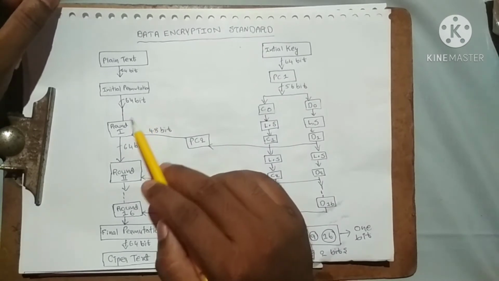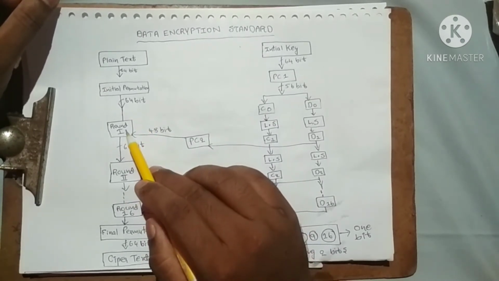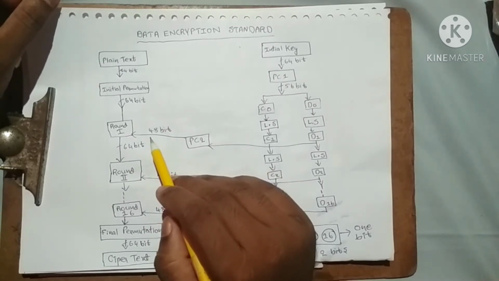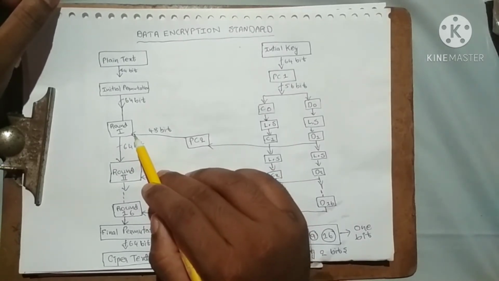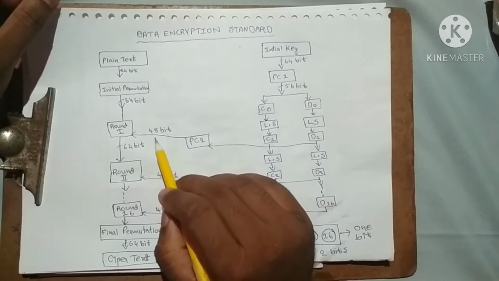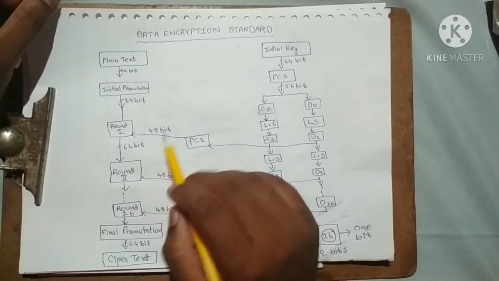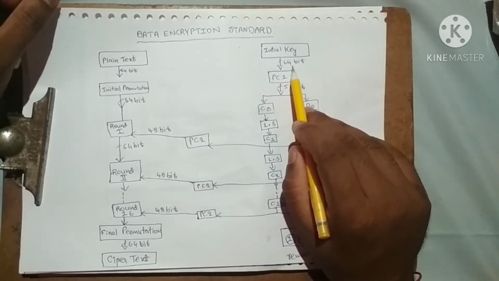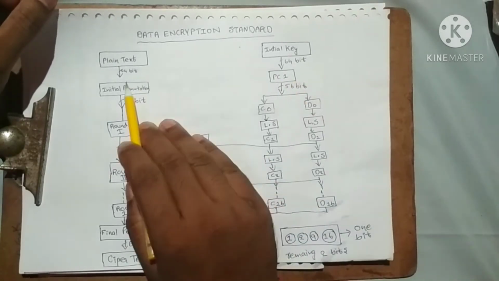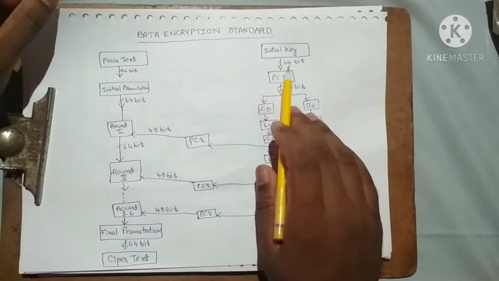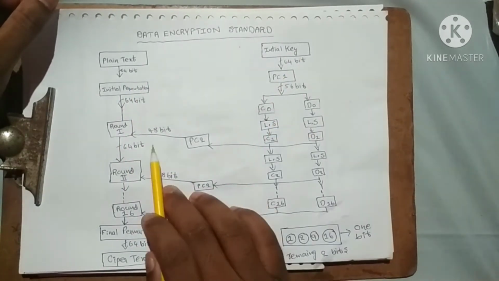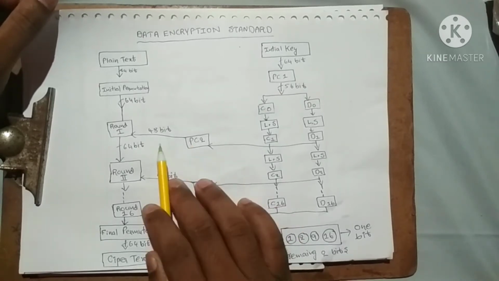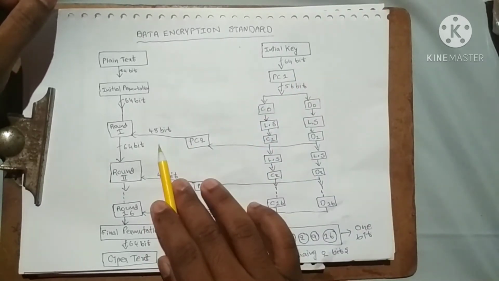Then this 64-bit output is given to round 1 as input, and it takes a 48-bit key. This is a 48-bit length key, but initially we took a 64-bit key. First we said 64-bit plain text and 64-bit key, but here we are taking only a 48-bit key. How is the key length reduced from 64 to 48?